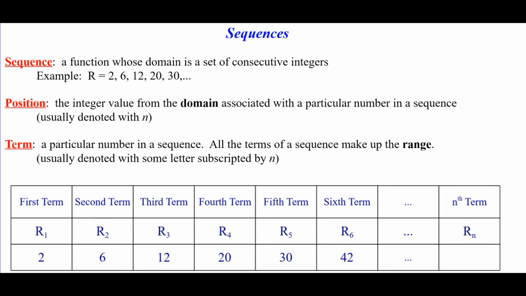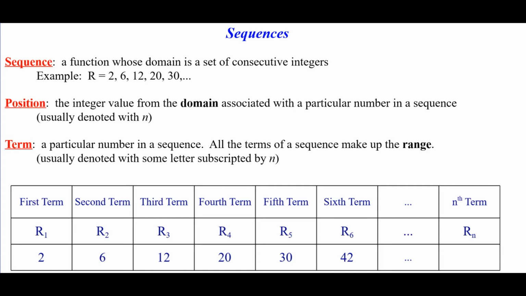So we can't have x values with fractions, decimals, 1.5, anything like that. So an example here is the sequence R, which is 2, 6, 12, 20, 30, etc. The position is the integer value from the domain. The position just tells you where you are in the sequence. Am I at the first term, the third term, the fifth term, the 100th term? And it's usually denoted with an n, but really you can use any letter.